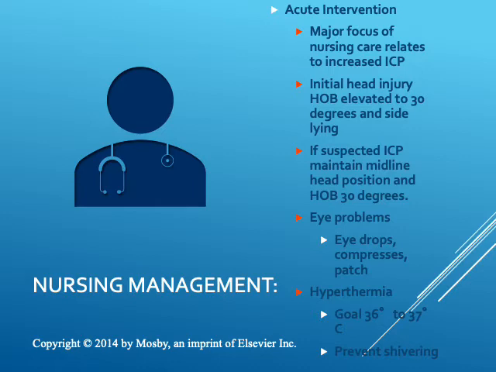Periorbital ecchymosis and edema decrease with time, but cold and warm compresses will give some comfort. And diplopia, you can relieve that with an eye patch. The goal too, you can see on this, hyperthermia, you really don't want them shivering. You want their goal temperature to be about 36, 37 degrees. Don't let them shiver. That increases the intracranial pressure.